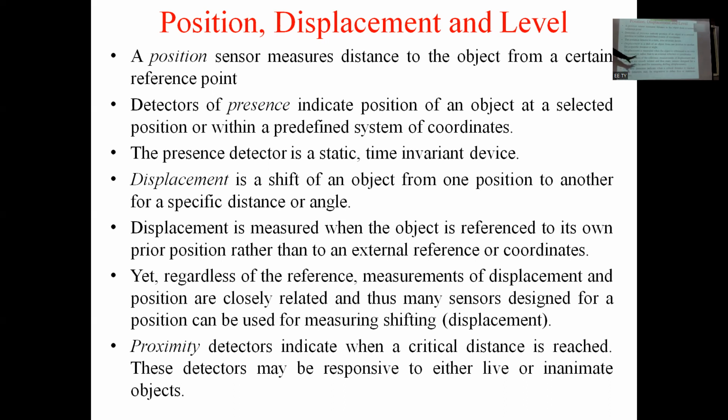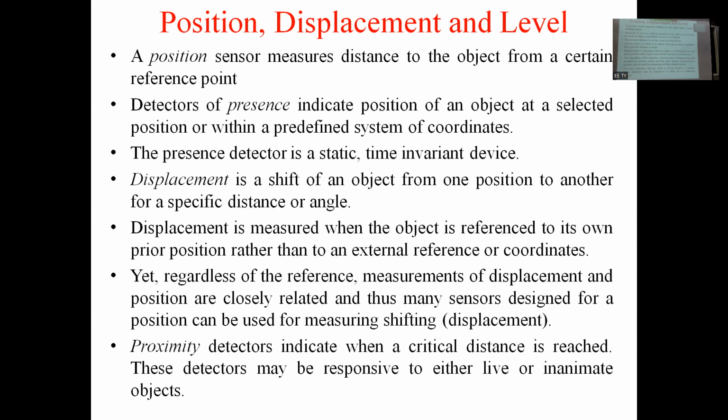Here, regardless of the reference, that is, if we are not considering the reference, measurement of displacement and position type of sensor are closely related, right? Both types of sensors do what? They measure distance, only regardless of the reference point. One has a fixed reference point, and the other's reference point is the previous position of that object, right? The only difference is that there is a reference. So regardless of the reference, measurement of displacement and position are closely related, and thus many sensors designed for position can be used for measurement of displacement. So it's only the position difference, the reference position.